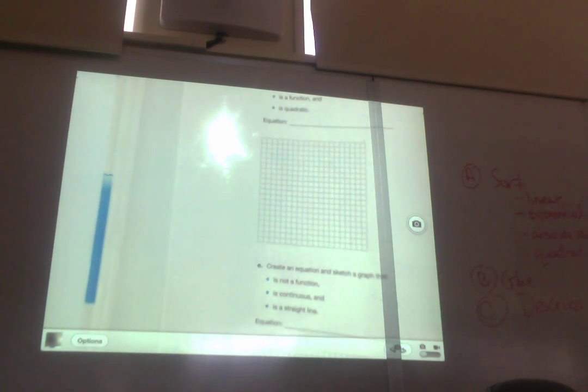Keep working on that. Do a little bit at a time. I would do the next three, all these graphs.